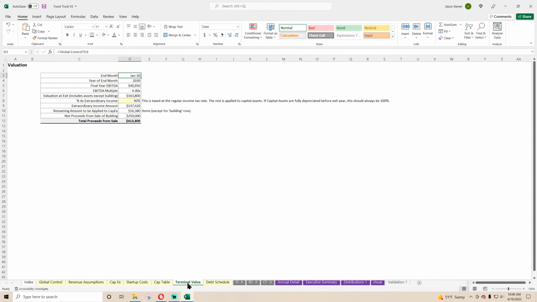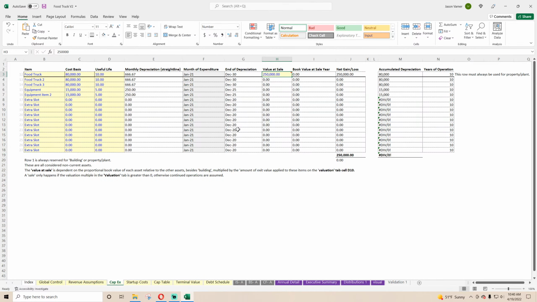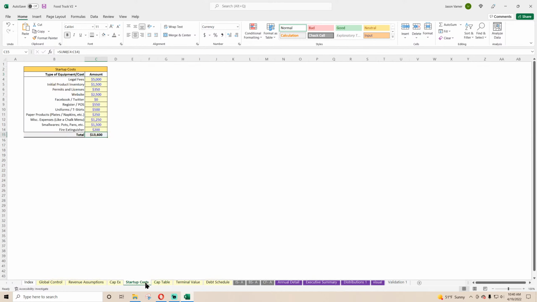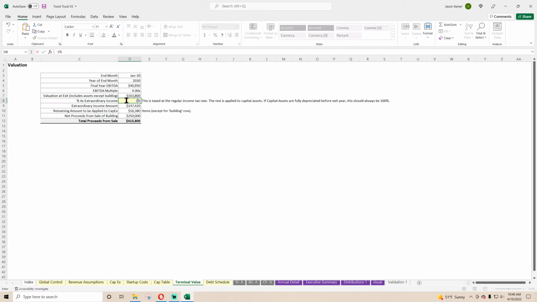Ah, this amount to be applied to CapEx. So this is saying these are all fully depreciated. And besides this one, well, actually, no, this one is as well. So this 250 is in there, but we have to say 100%. If capital assets are fully depreciated before X year, this should always be 100%. So there you go. And now we probably don't have the error.